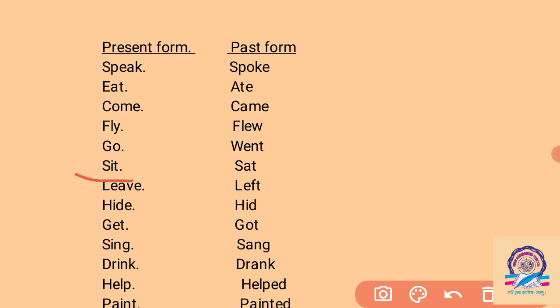Sit changes into sat in the past form. Leave changes into left. Hide changes into hid; we have to remove the e at the end. Then get changes into got. Then sing changes into sang here. Then drink changes into drank here.